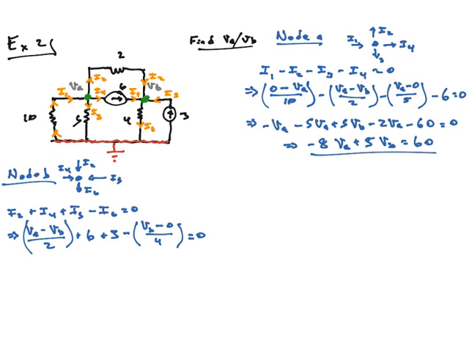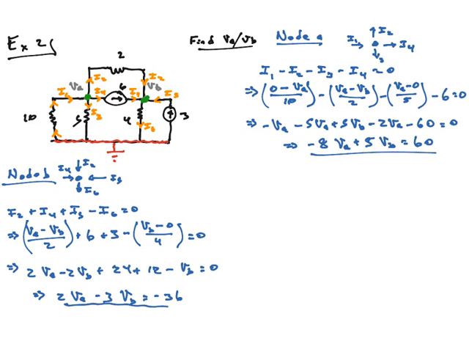So let me get this into standard form just as before. Multiply by 4, we'll get rid of all the denominators. So the first one has 2 left over, 2VA minus 2VB. 6 times 4 is 24. 3 times 4 is 12. 4 divided by 4 is 1, so I'm just left with minus VB here. Is equal to 0. All right, standard form. We have 2VA minus 2VB minus VB is minus 3VB is equal to negative 36. And so there's his equation.